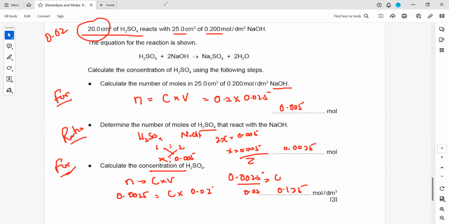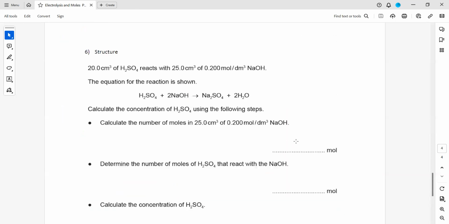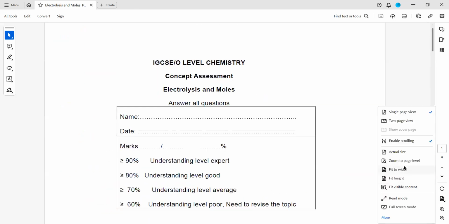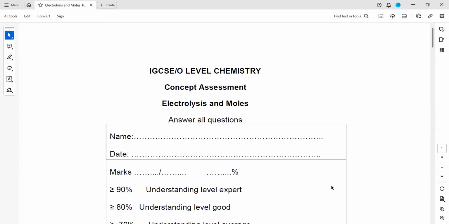So whenever a moles question is there, the first part is by using a formula, the second is by ratio, and the third again uses a formula. Usually this is the pattern, but there may be exceptional questions. Not all questions are solved in this manner, but most of them are. So this was a pop quiz, an assessment quiz, related to the topics of electrolysis and moles.